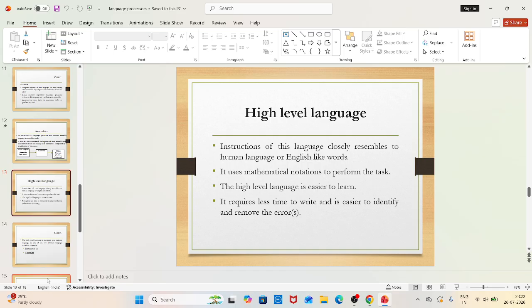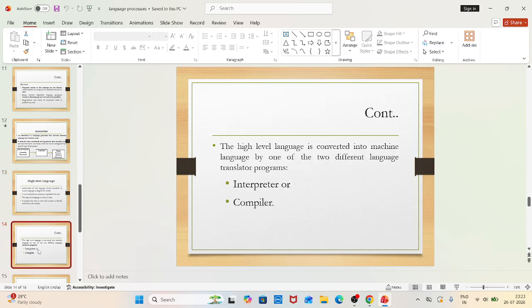High-level language. Instructions of this language closely resemble human language or English-like words. It uses mathematical notations to perform the task. The high-level language is easier to learn. It requires less time to write and it is easier to identify and remove the errors. The high-level language is converted into machine language by one of two different language translator programs, interpreter or compiler.